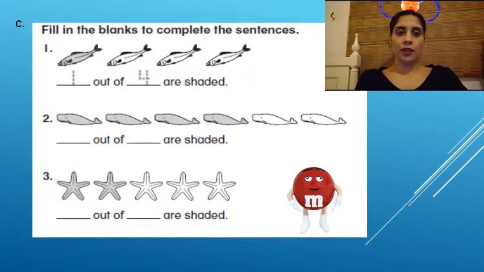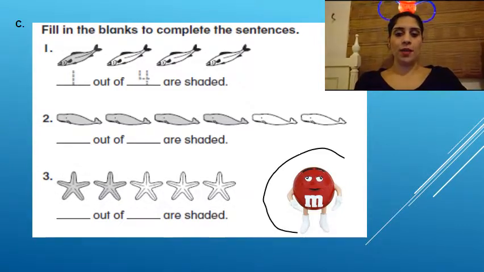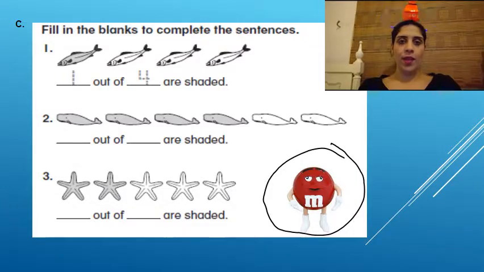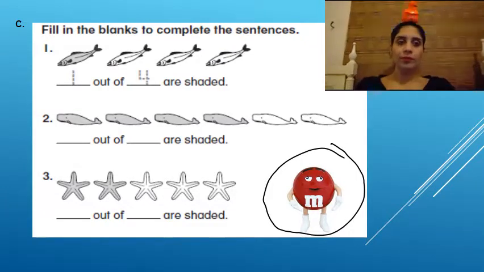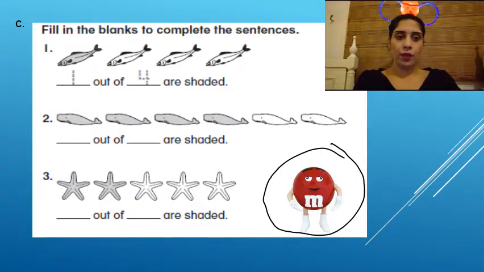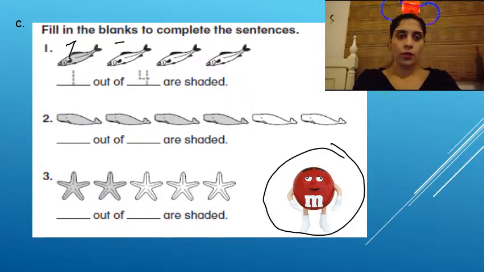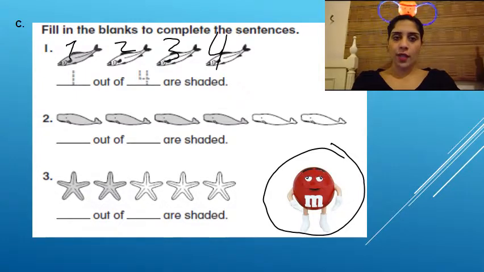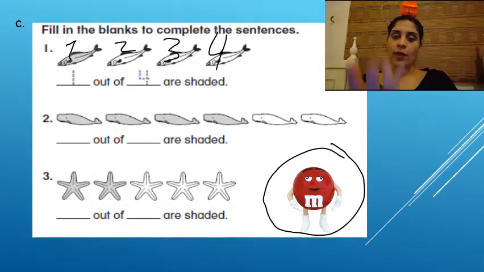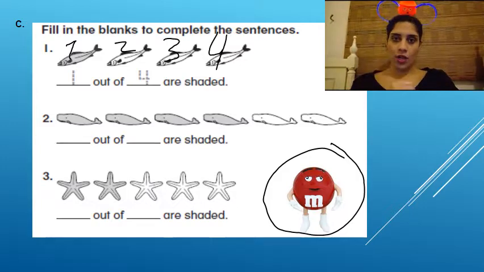Here we have to fill in the blanks to complete the sentences. Okay, are you ready? Let's go. Mr. Eminem here is helping you again. Let's try now. First of all, we have to count how many fish we have here. 1, 2, 3, and 4. The first thing you have to look at is how many out of these 4 are shaded.